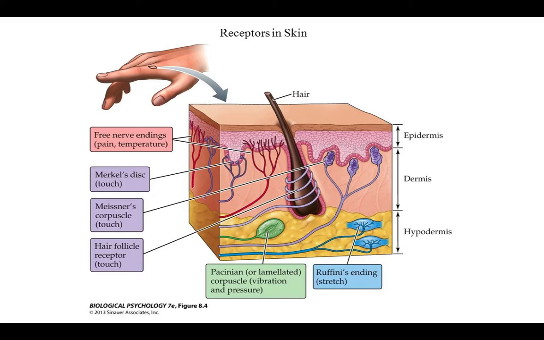This is another diagram of the skin, epidermis, dermis, hypodermis. You do not need to know the specific names of different receptors like Merkel's disc or Meissner's corpuscle or the Pacinian corpuscle. You just should recognize, like I already said, that there are these varieties that exist.